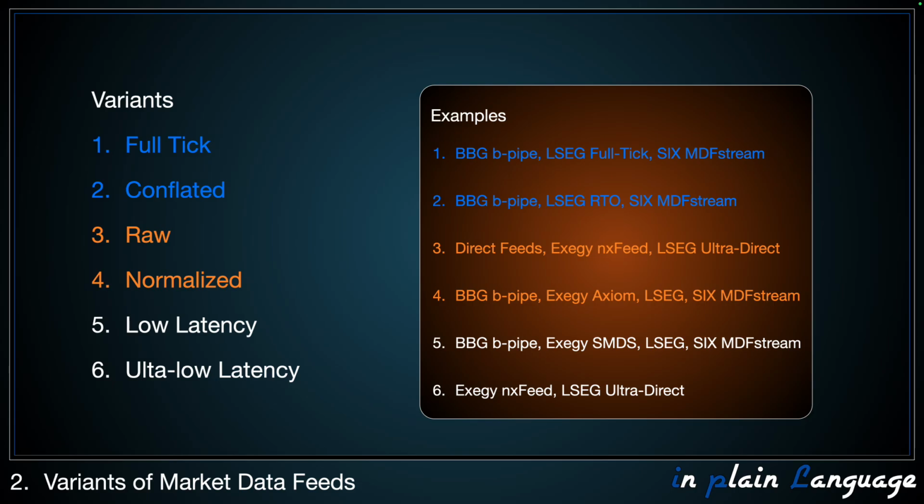Raw data format is what you get through direct feeds, Exegy NX feed and LSEG Ultra Direct, formerly known as May Street. Normalized data is what all vendors offer: Bloomberg bpipe, Exegy Axiom, LSEG all but the Ultra Direct version, and 6MDF stream. Low latency feeds comprise offerings like Bloomberg bpipe, Exegy SMDS, LSEG all but Ultra Direct, and 6MDF stream. Ultra low latency feed examples are Exegy NX feed and LSEG Ultra Direct.